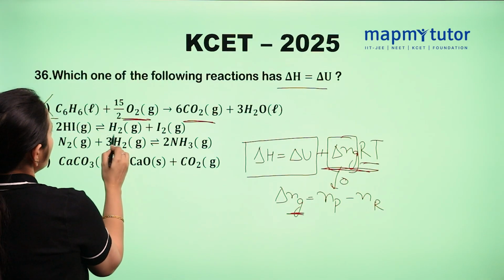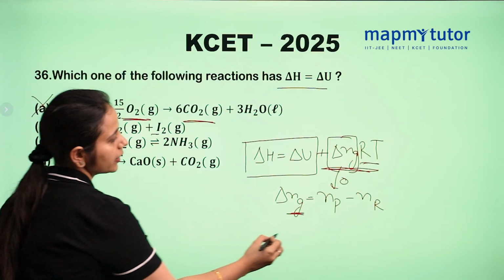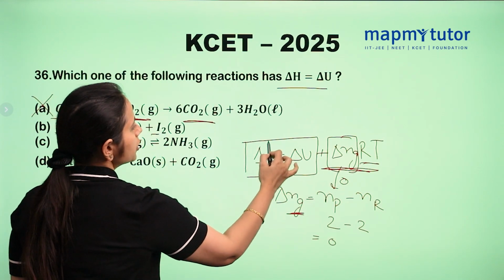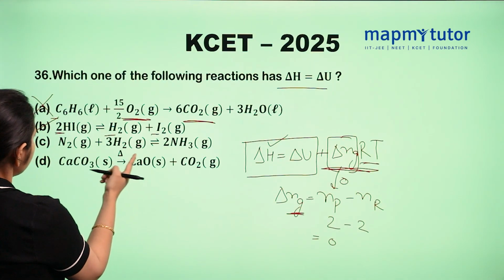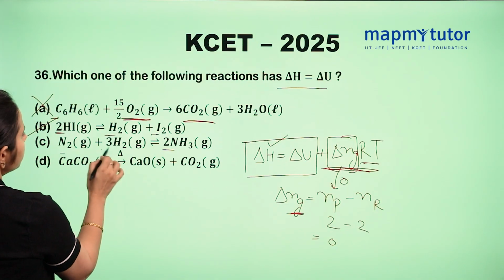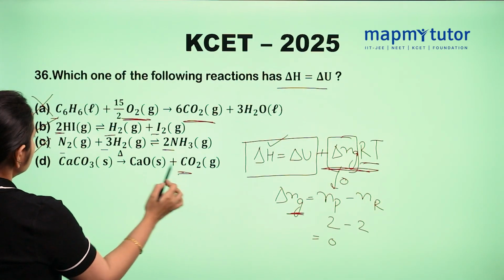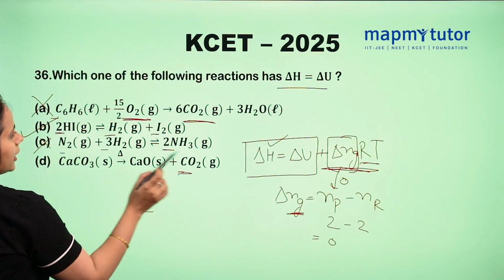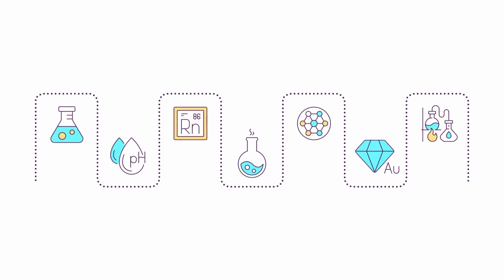See, in this case 1 plus 1, 2 moles of gases. Here also 2 moles of gases. So 2 minus 2 is 0. So delta Ng is 0, and these terms will be equal. So B is our right answer. You can see in the C and D options, here the number of moles is 2 and here it is 4, again not the same. Here it is 1 minus 0, again it will be 1. So delta H is not equal to delta U in these cases. So B is the right answer.